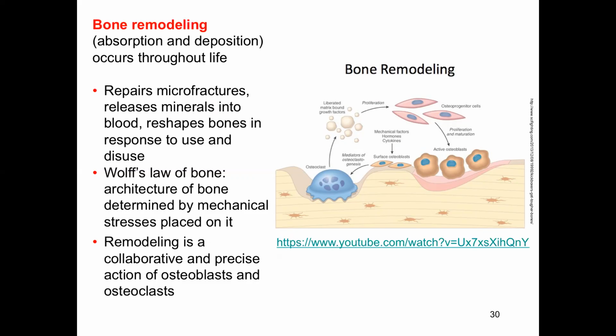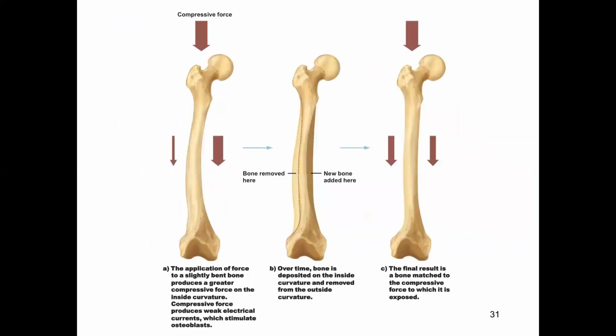So in order for this to happen, the meaning of this picture is to reinforce the idea that remodeling has to be a collaborative and well orchestrated process between the osteoblasts and the osteoclasts. And if that goes off balance, then disease happens, all right? So you really have to have a fine balance between the two. Now, what kind of things can happen?